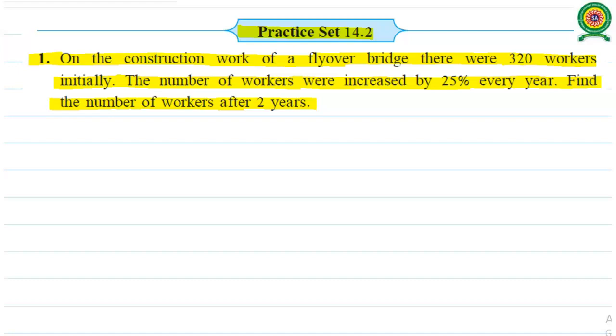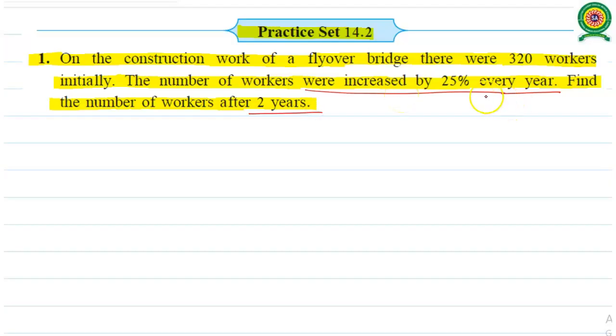Now here we are given that the number of workers increased by 25% every year, and the total number of years is 2, so the problem is for compound interest, because every year it increases by 25%. Whatever amount we get at the end of the first year will be the principal value for the upcoming year, the second year. And at the end of the second year, whatever amount we receive is the required value. That means those are the number of workers we have at the end of the 2 years.